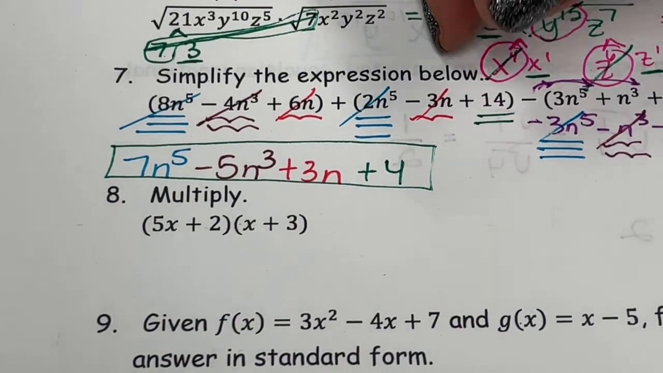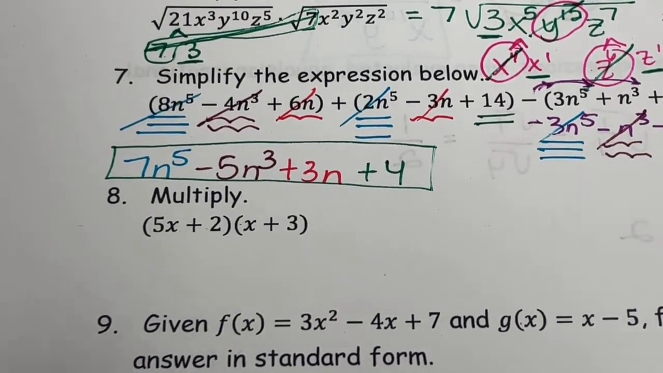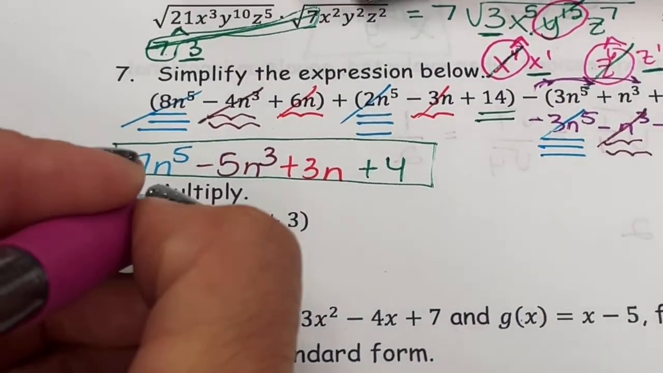Number 8, let's multiply 5x plus 2 times x plus 3. And if you got these right during class, you can always fast forward this video to where you need to go.